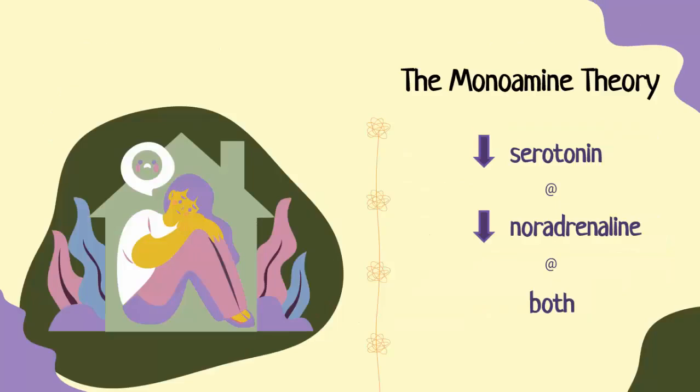So the cause of depression has been researched many years ago, and scientists have concluded that the cause of depression is due to low serotonin or low noradrenaline, or can be both low serotonin and low noradrenaline. And this finding is called the monoamine theory.